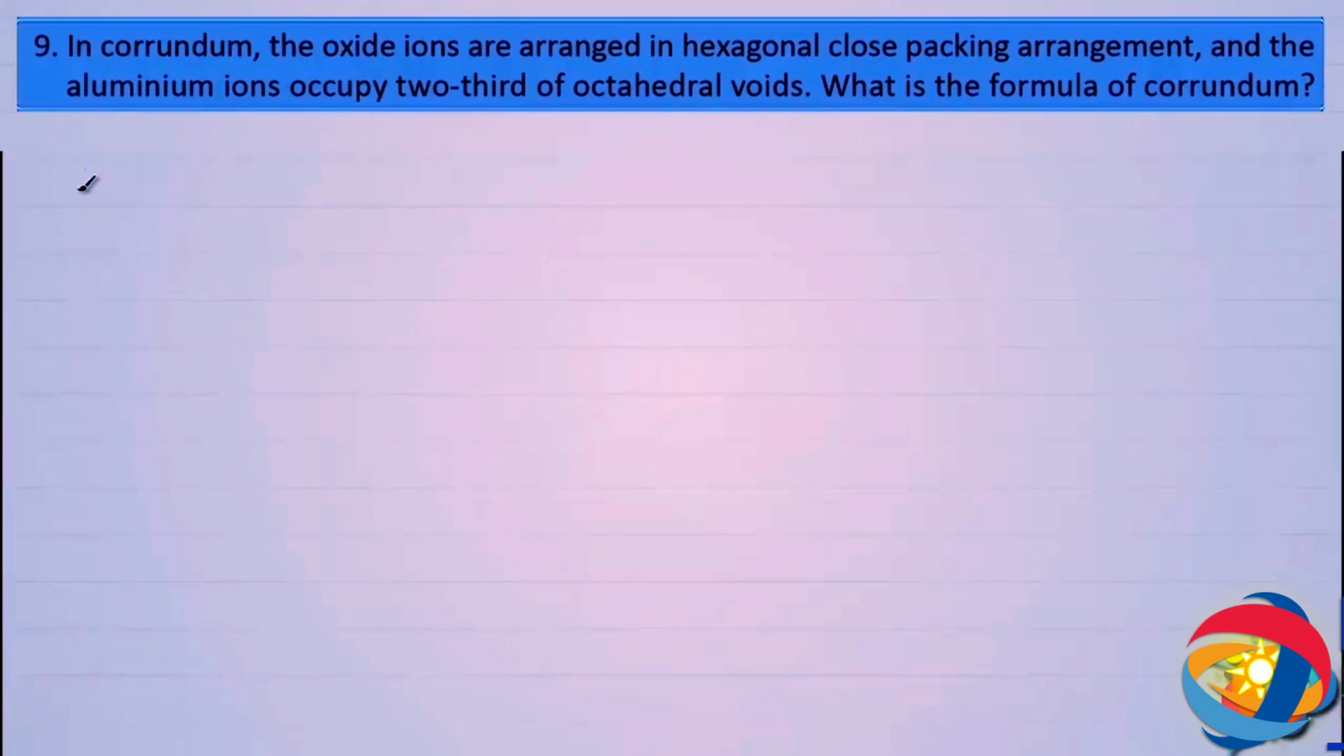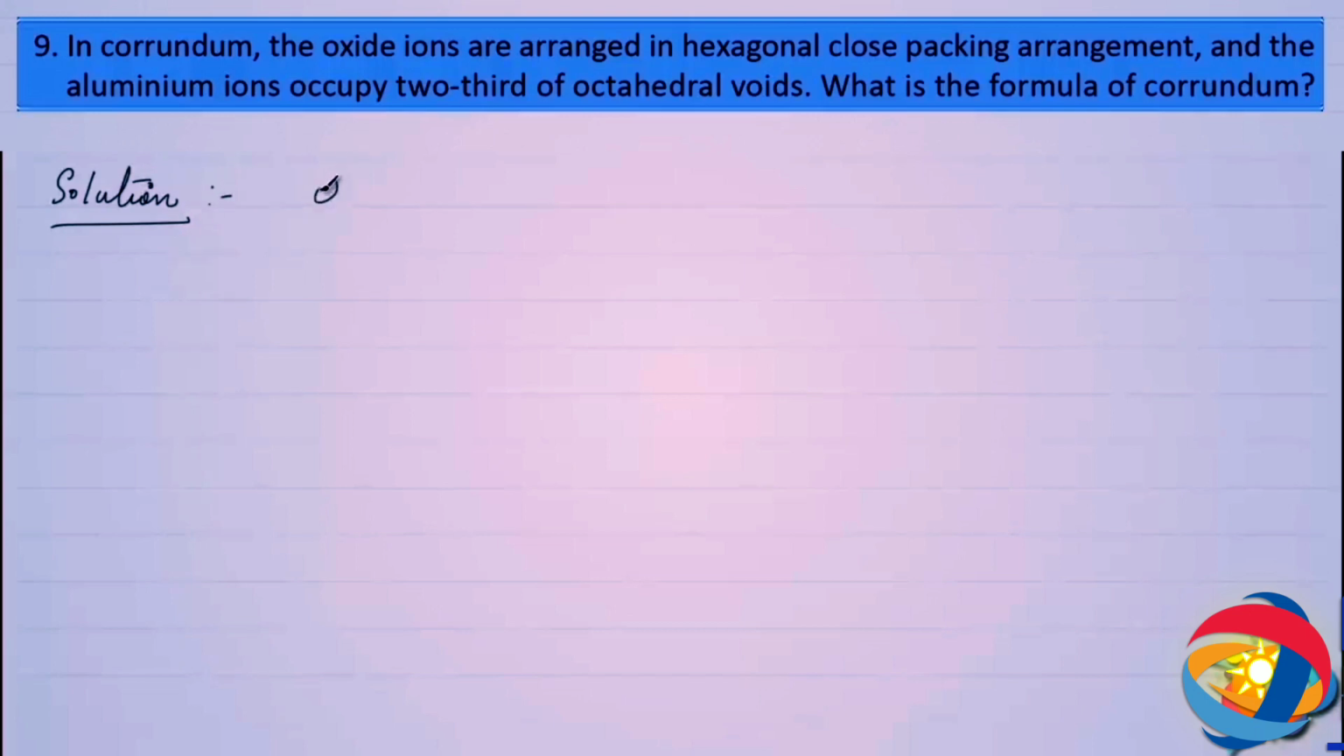The question is, in corundum, the oxide ions are arranged in hexagonal close packing arrangement, and the aluminium ions occupy 2/3 of octahedral voids. What is the formula of corundum? Let's write down the given data.